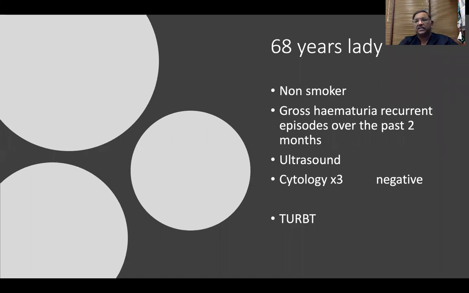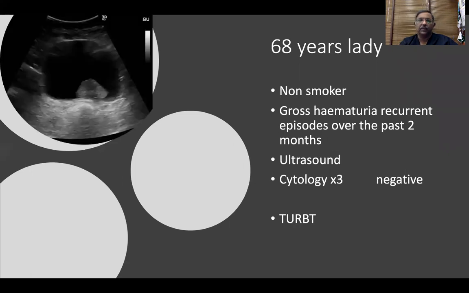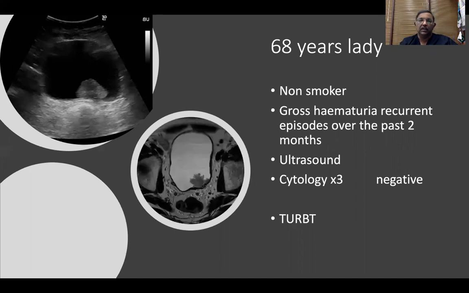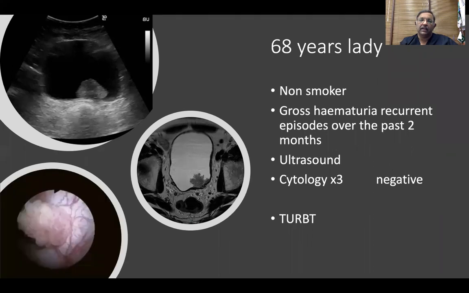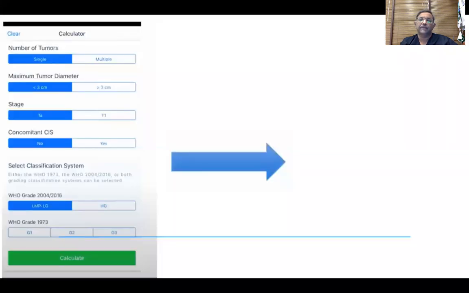Let's see another case, a 68-year-old lady, non-smoker, gross painless hematuria for the past 2 months. Ultrasound showed a tumor on the posterior wall. Cytology times 3 were negative. She underwent a CT scan as well. And TURBT was performed. Complete mass resection was done, and the tumor was sent for histopathology.